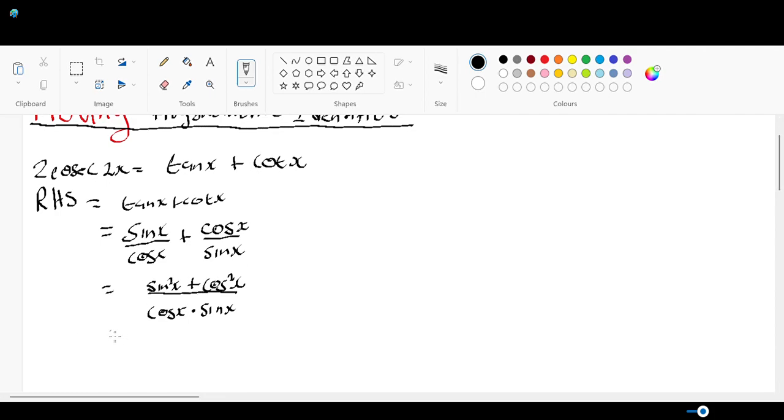Right, so this is what we have. Now we have to continue. When you look at this numerator, we have sine squared plus cos squared. This is an identity which is going to be 1. There is an identity, the square identity. I'm going to write it here: sine squared x plus cos squared x is equal to 1. So we can change that here, and from here we'll be left with 1 over cos x multiplied by sine x.